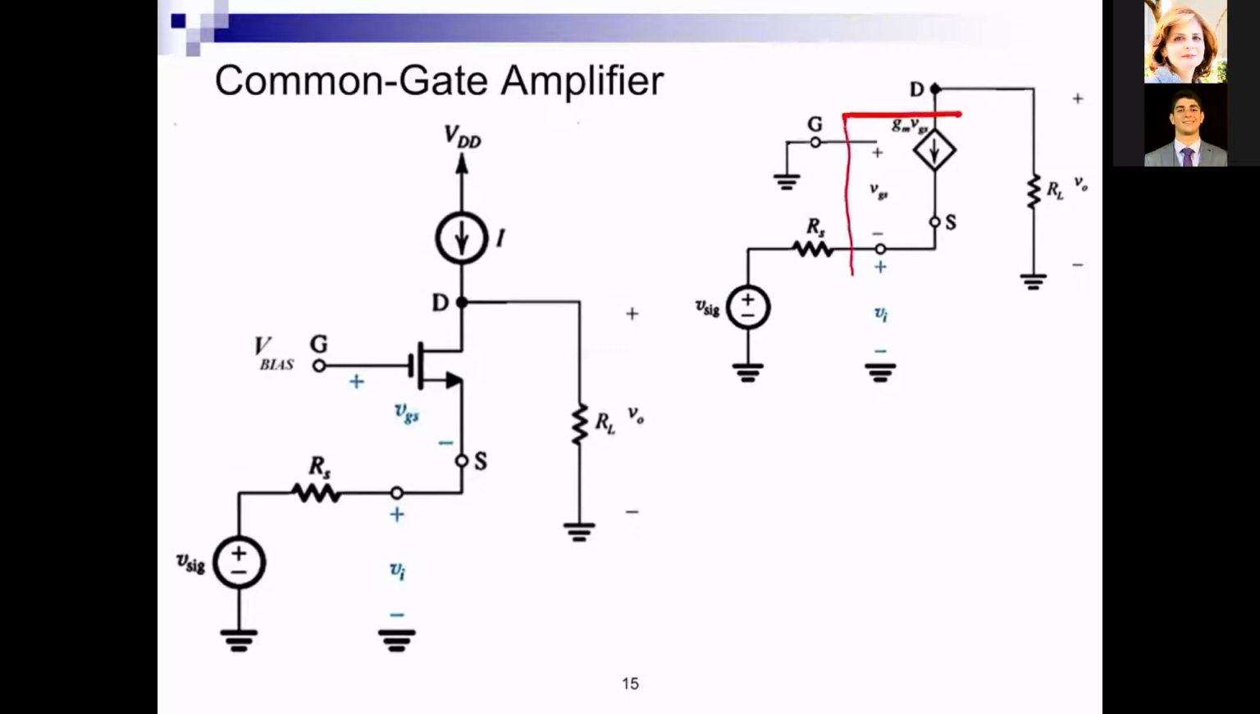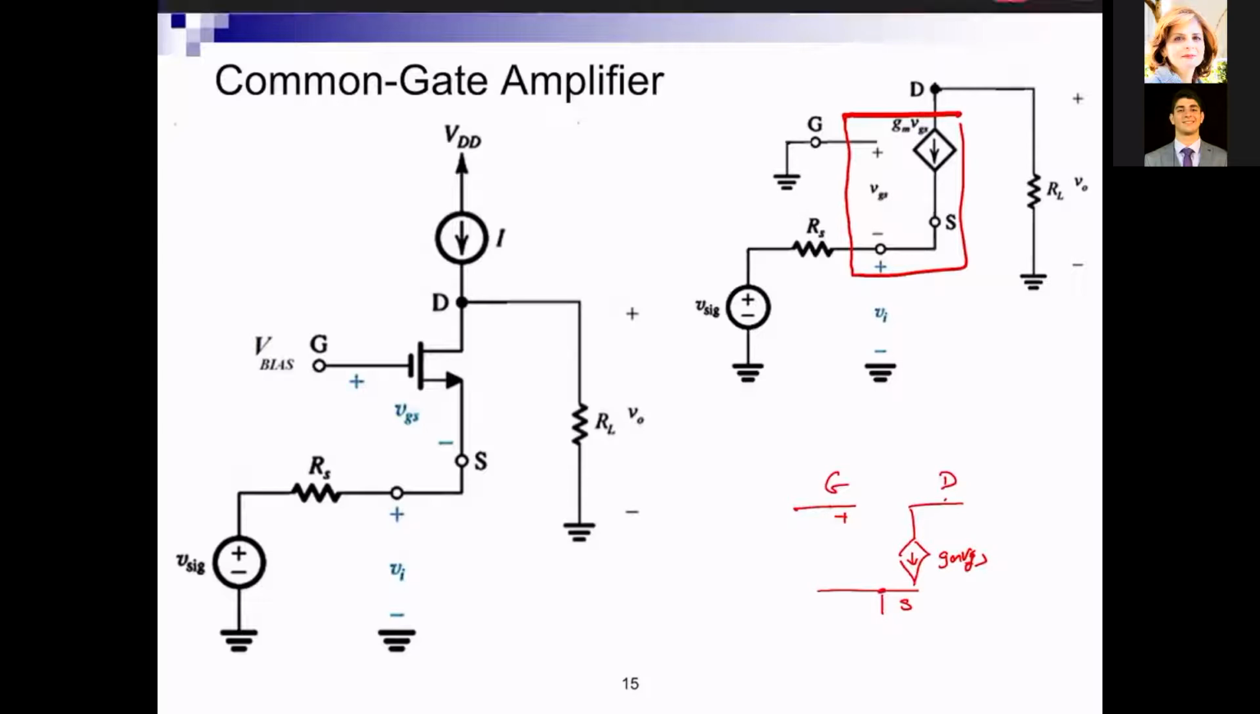So this is the pi model. I came and said this is G, this is GMV GS. Okay, and this is my source node. And this is G, D, and S.